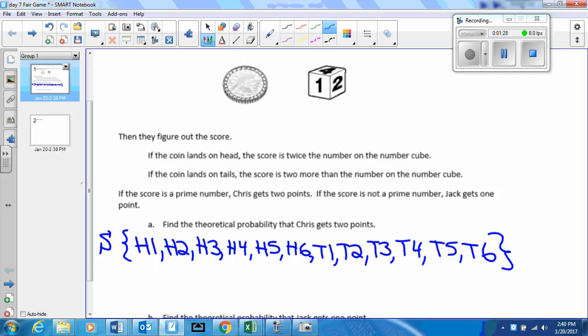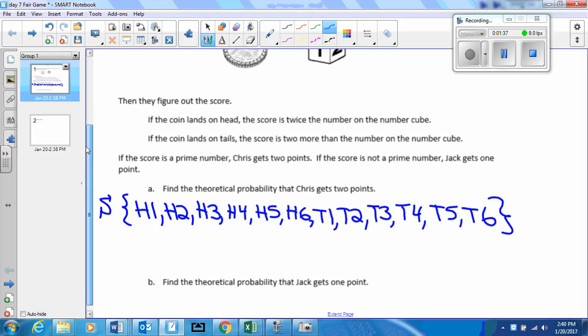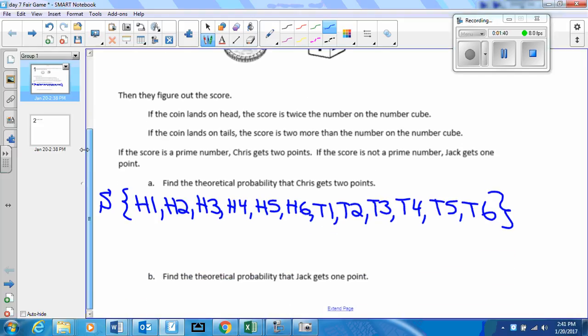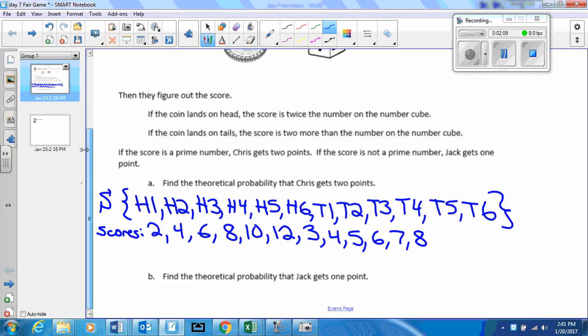Looking at what the outcomes are, if we get heads, the score, if I write it below our sample space, is twice the number on the cube. So if we get heads 1, the scores, and I'll just write them below the sample space, would be 2, 4, 6, 8, 10, 12. And then if we had tails on the coin, the score is 2 more than the number on the cube. So tails and 1 would give a score of 3, then 4, 5, 6, 7, and 8.